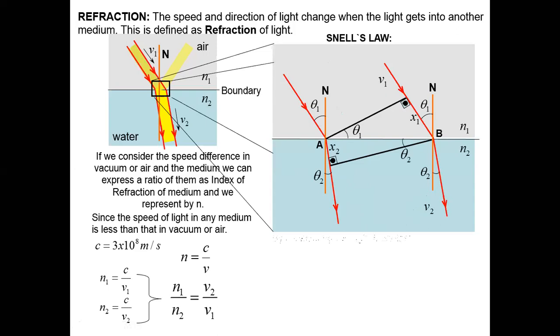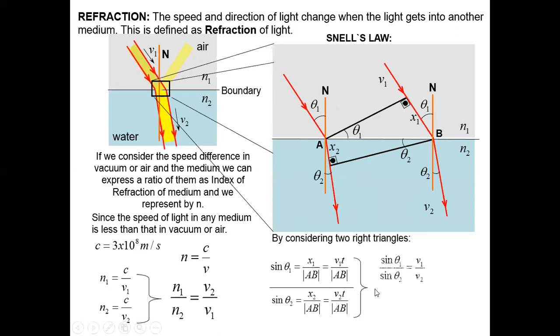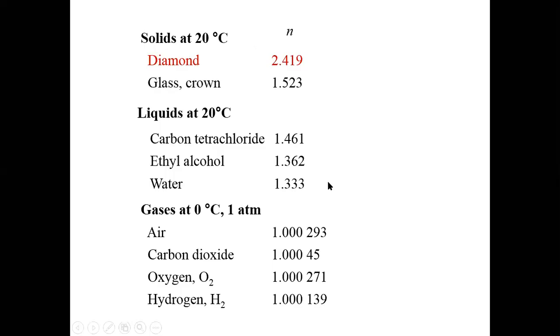Let me just go forward. So we are going to apply Snell's law over here by using the formula. Since the speeds are going to be the same, we're going to use this formula: n1 times sine theta 1 equals n2 times sine theta 2, where n2 is the second medium. Okay. When we use this formula, we can find the refraction of the light inside of another medium.